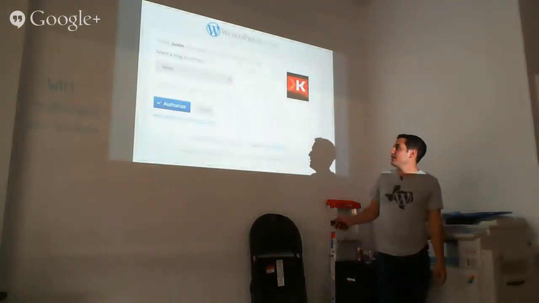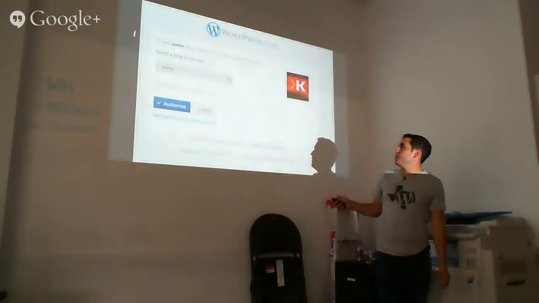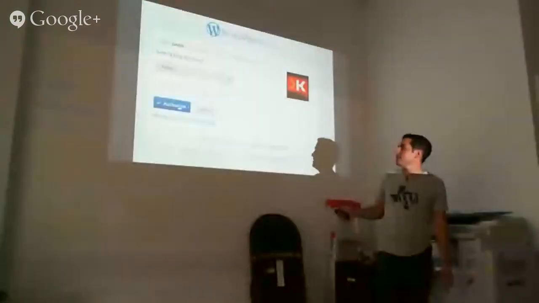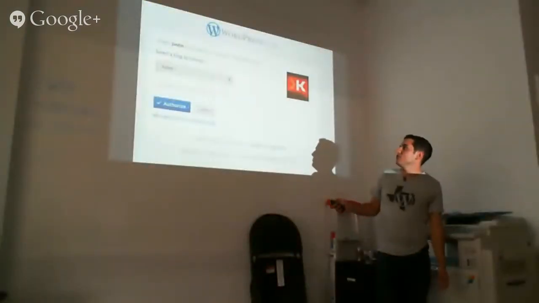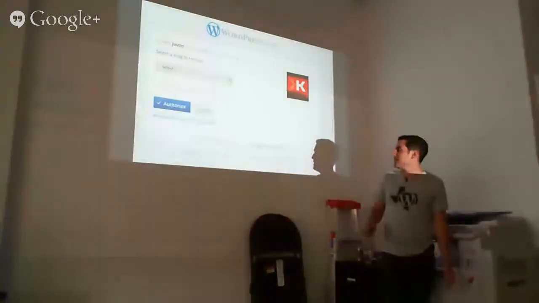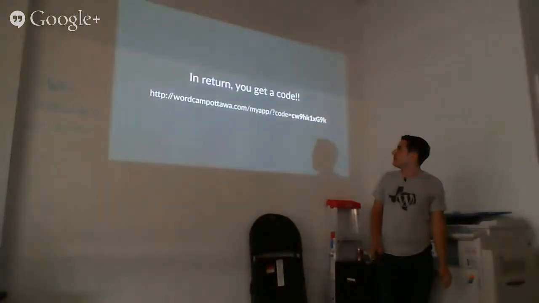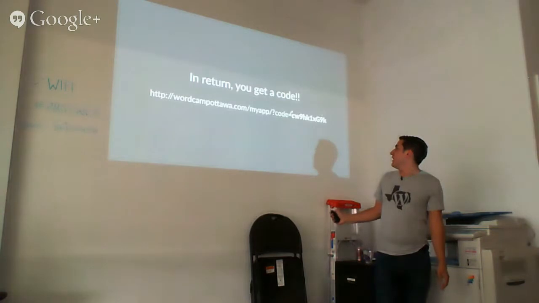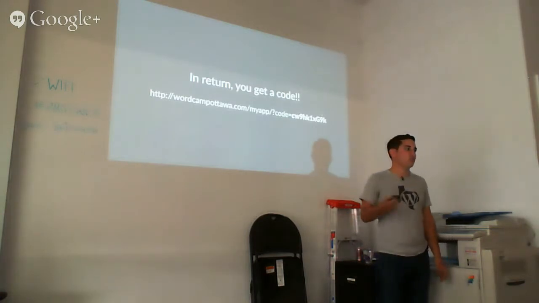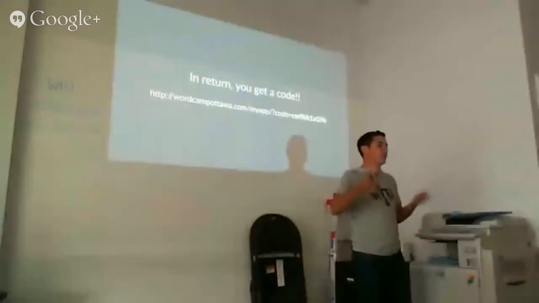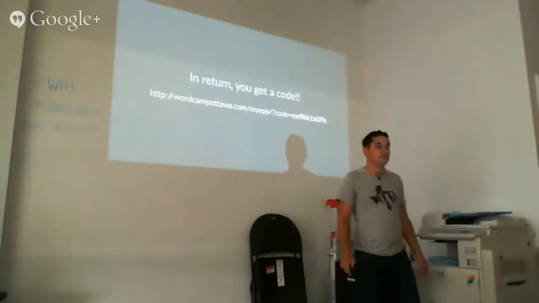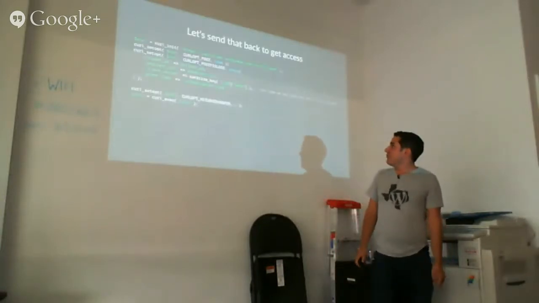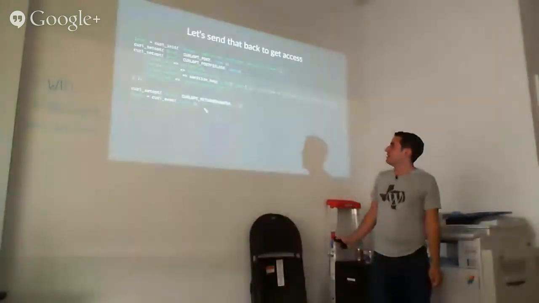So you're logging in. You get to choose which site you want to authorize the application to access. And this will give you both any WordPress.com sites and any Jetpack connected sites that you have on your account. In return, you're going to get a code. So once you're redirected back to your app, you get this code. And that code will basically allow you, with every request, to further authenticate the user. And we're going to save that code.